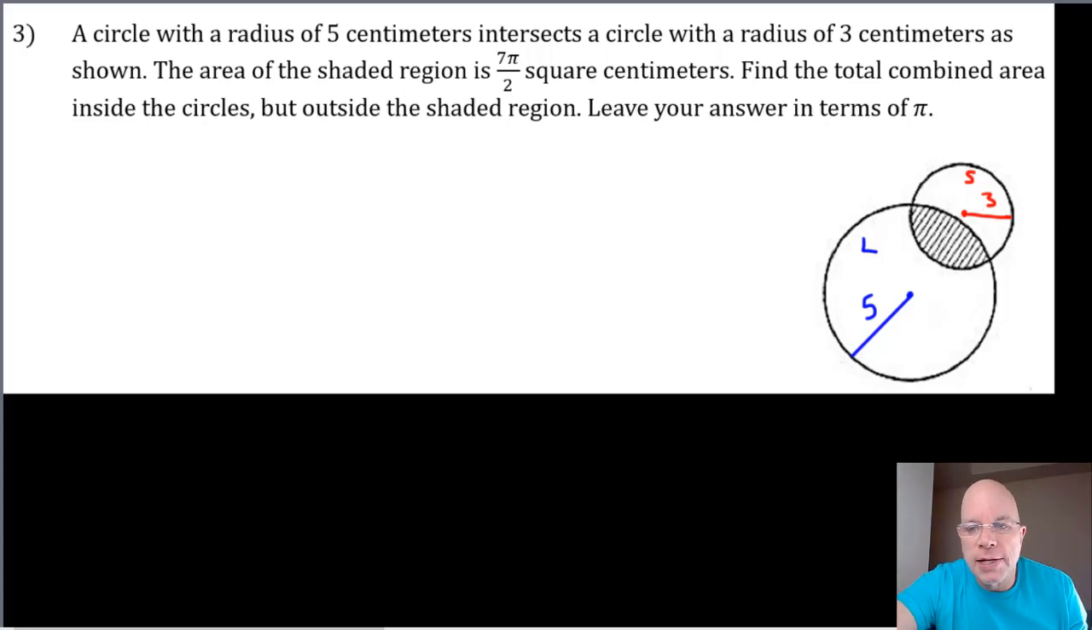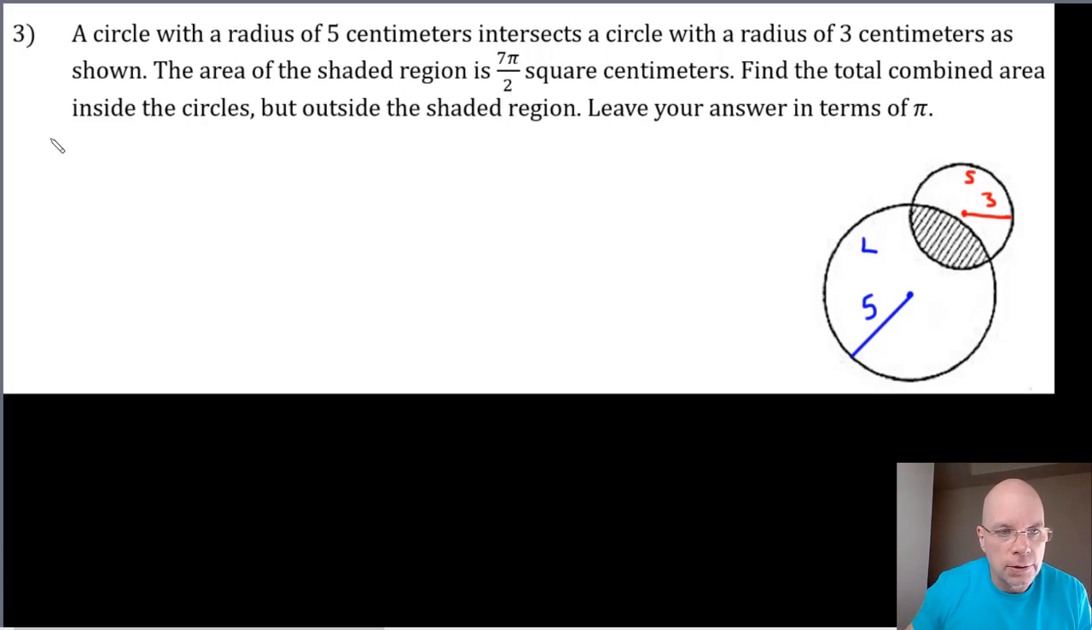the area of the shaded region is 7 pi over 2 square centimeters. Find the total combined area inside the circles but outside the shaded region, and leave your answer in terms of pi. So we're not going to use any 3.14 or anything here. That's just going to make the problem much more complicated and actually less precise. So we'll just leave everything in terms of pi.